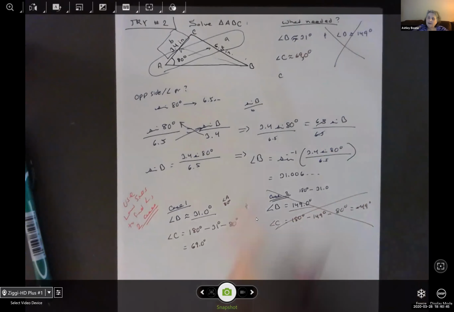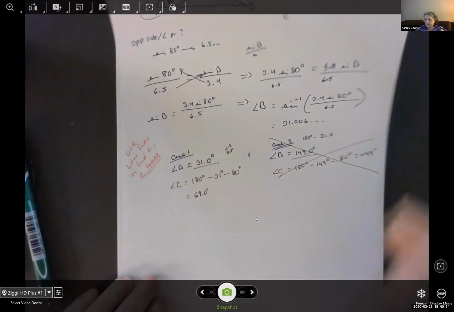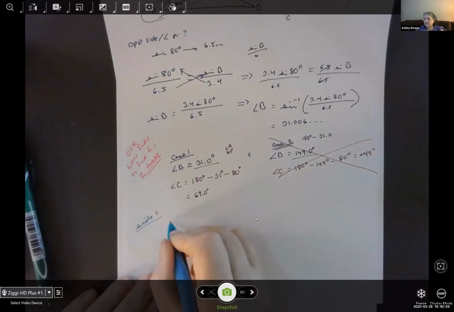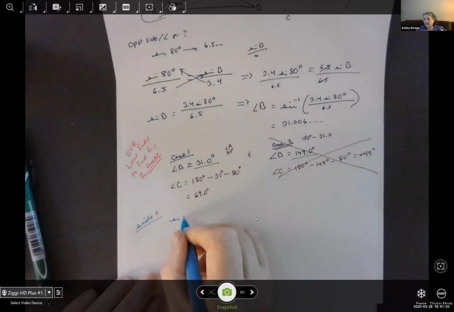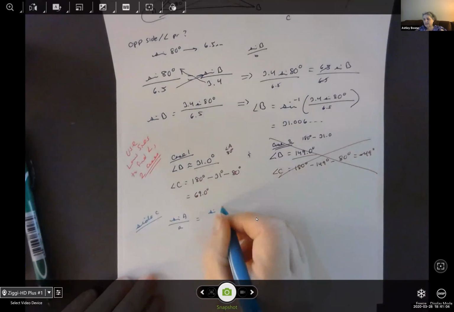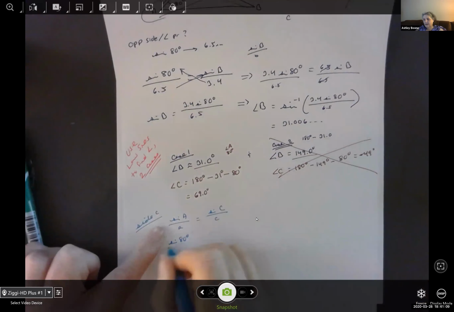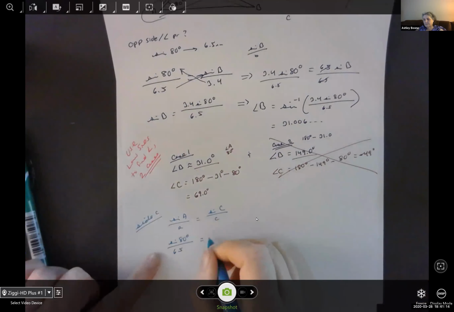So we have angle B and angle C. I still need side C. So for side C, I'm going to use law of sines again. Well, what did I have to start with? I knew that the sine of A was to A, and I'm going to use sine of C is to C. Sine of A is sine of 80 degrees. Side A was 6.5 inches. C was 69.0 degrees. We don't know side C.